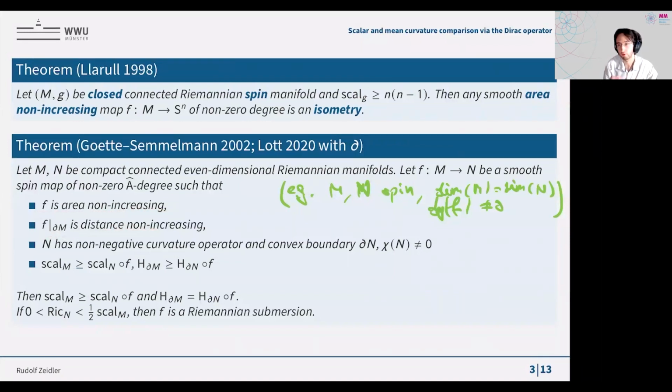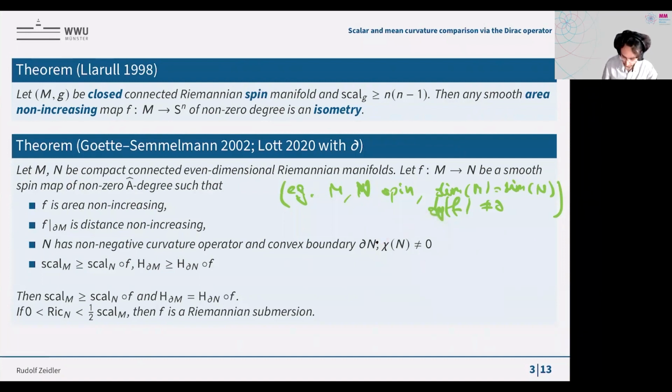And then there is a non-trivial positivity condition on the curvature of the target, namely that the curvature operator is non-negative and the boundary is convex. And that means that all the eigenvalues of the second fundamental form are non-negative. And also there's a topological condition, namely that the Euler characteristic of the target is non-zero.